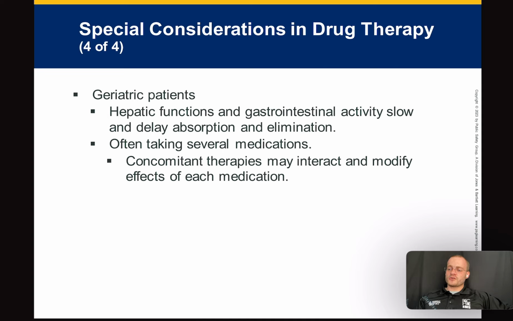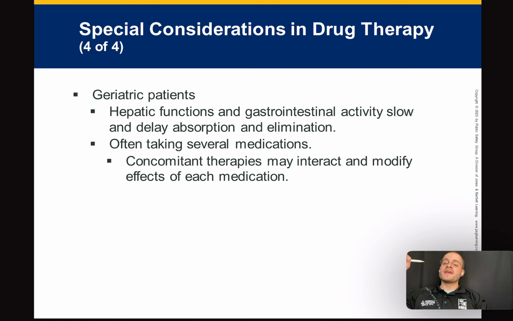Geriatric patients, who are those, right? These are older people, generally patients older than 65. Geriatric patients, their hepatic function, which is their liver function, and their GI activity tend to slow. So they could have delayed absorption and elimination. What does that mean? When they take the medication, the time for it to pass through the GI tract and get fully absorbed could take longer than it's supposed to.